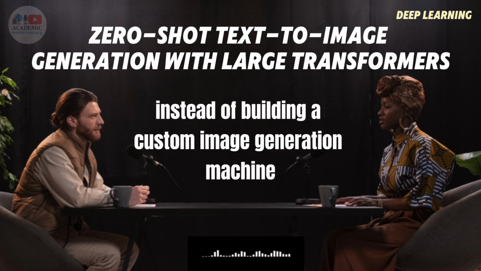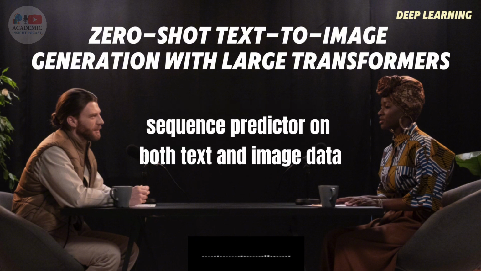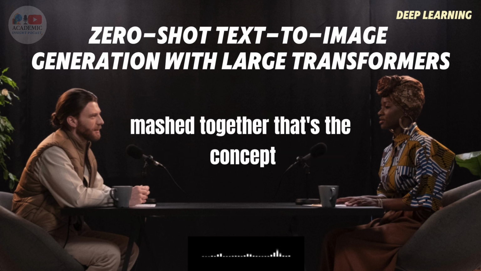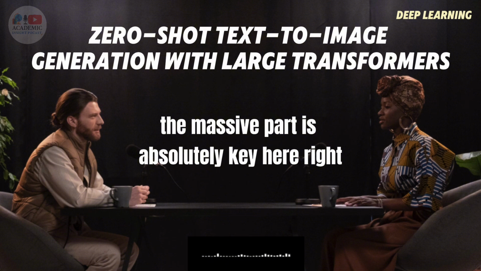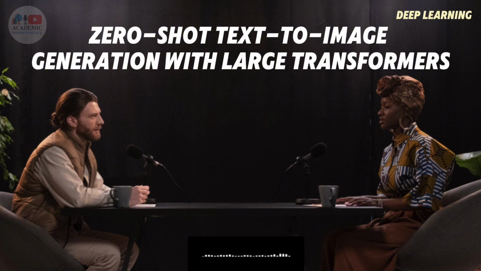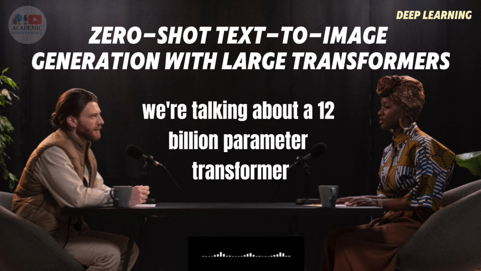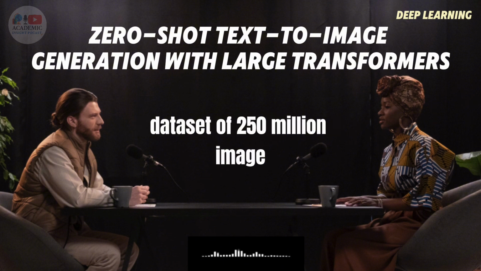So hang on. Instead of building a custom image generation machine, they're essentially saying, let's just use a massive general-purpose sequence predictor on both text and image data mashed together. That's the conceptual shift, yeah. But as we said up front, the massive part is absolutely key here. Right. This relies on, and they emphasize this, sufficient data and scale. Yeah. We're talking about a 12 billion parameter transformer model. 12 billion, okay. Trained on a huge internet-scale data set of 250 million image text pairs.